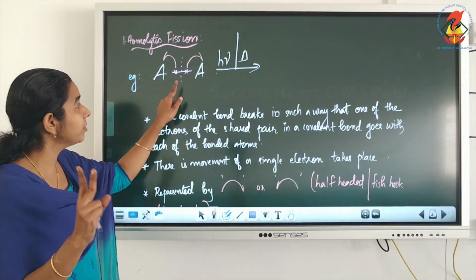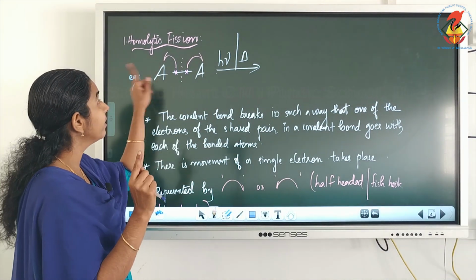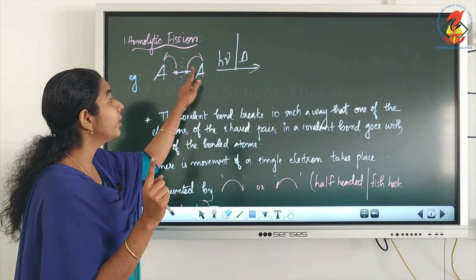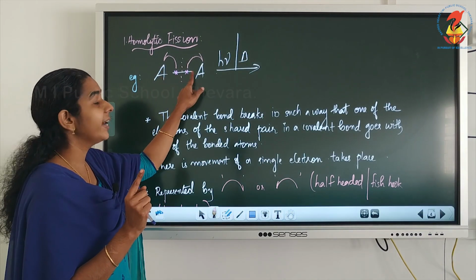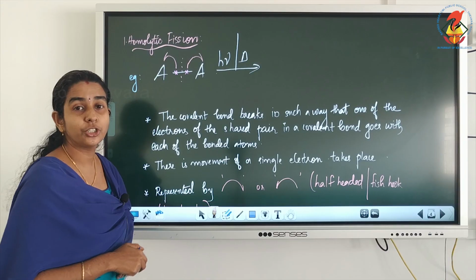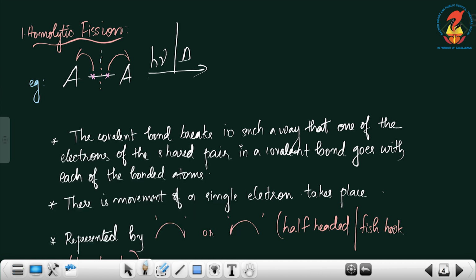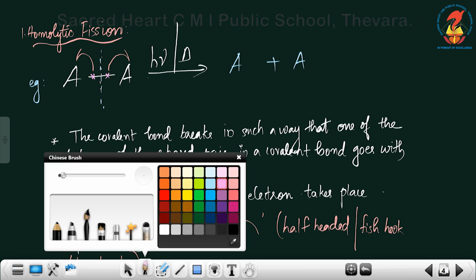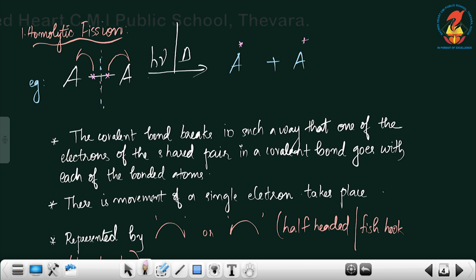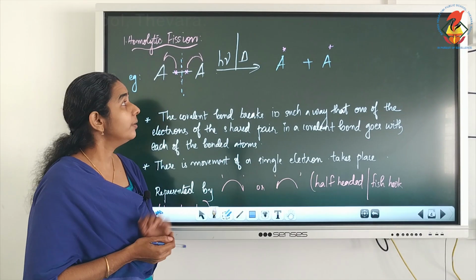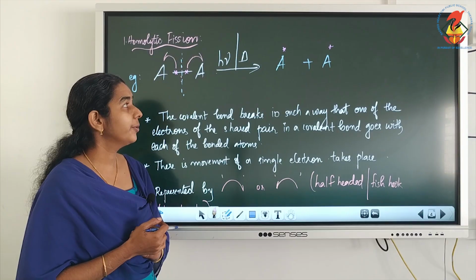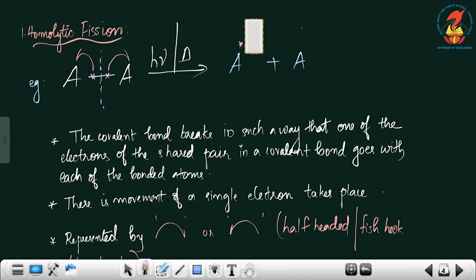Shared pair means a pair, means two electrons. From these two electrons, one atom will take one electron and the other atom will take the other electron. Which are the atoms? The bonded atoms. Okay, so the bond is between two atoms of A. So each atom will take one electron. And what will be the product of this reaction? If they are taking one electron, what happens? There will be breaking of this bond, or cleavage or fission of this covalent bond. So they will become two independent atoms, with this atom getting one electron and this A atom also having one electron. Either you can draw a dot or you can use a cross, okay, to represent these electrons.